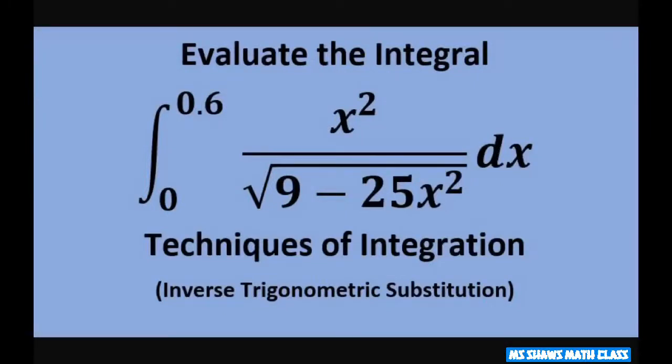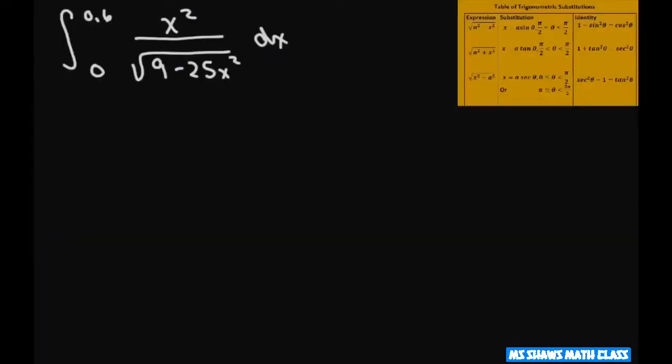Hi everyone, we're going to evaluate the definite integral over the interval 0 to 0.6 of this function. So basically what we're using is our table of trigonometric substitutions, and this one has the form of here. It's a little different. It's not our usual form because we have this 25.